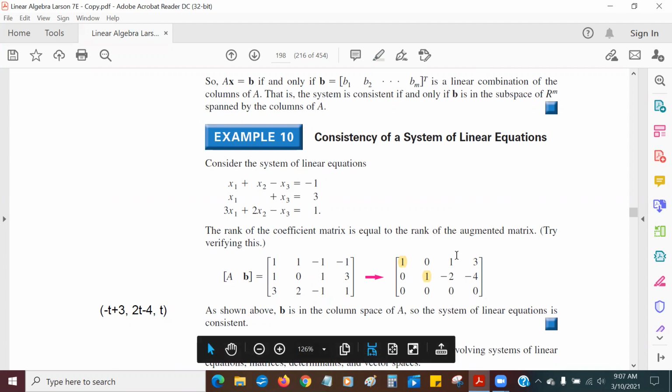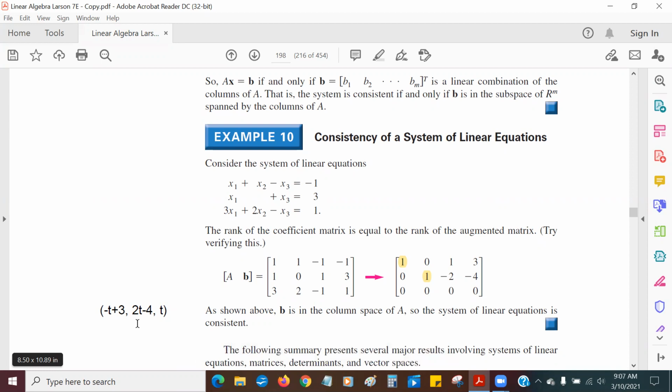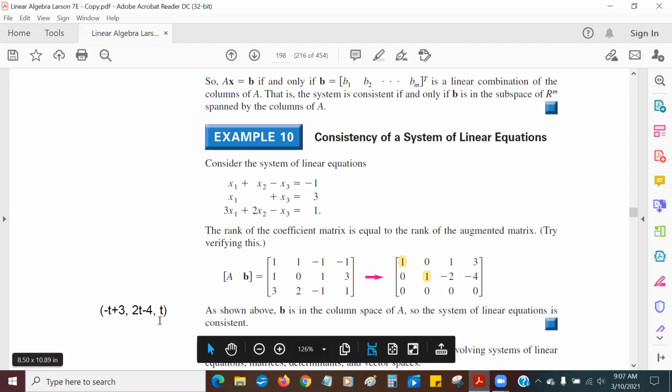Which means if I let x3, the third variable, equal t, and I bring this stuff over to the other side, I get x1 is -t plus 3. x2 is going to be 2t minus 4, and x3, as I said before, is just going to be t. So this gives me all the solutions. So b is in the column space of A, and the system of linear equations is consistent, and everything works. Yay!